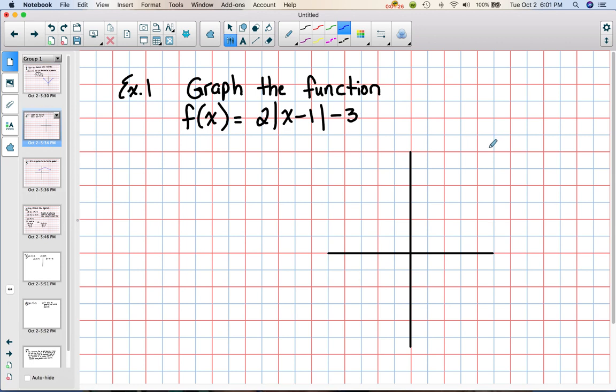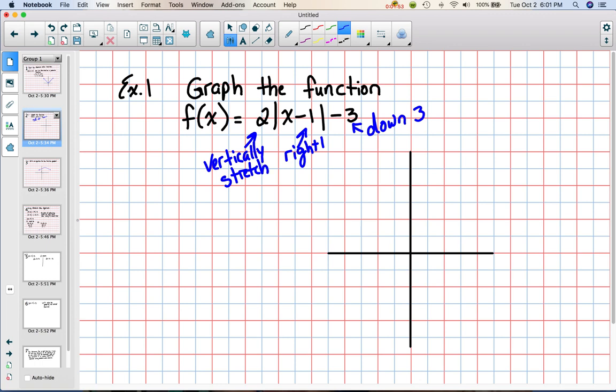If we are going to graph the function f of x equals 2 times the absolute value of x minus 1, minus 3, very familiar to you. You know this is going to go to the right 1, down 3, and we're going to vertically stretch by 2.